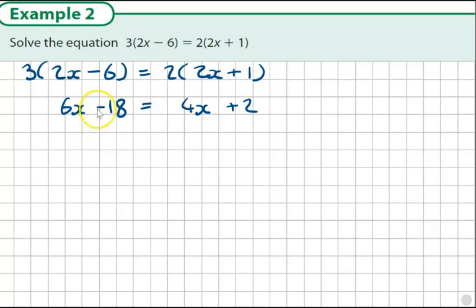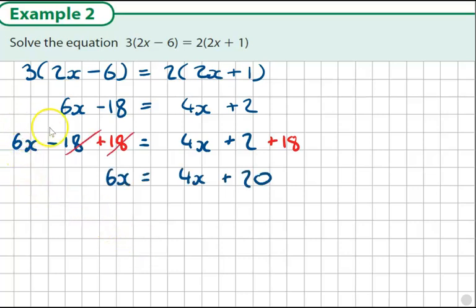So I'm going to start by adding 18 to both sides. So adding 18 to both sides, and then we're going to simplify the left and the right. So the minus 18 plus 18 will cancel on the left-hand side, and we can bring down the 6x on the equals. Then we bring down the 4x, and 2 plus 18 is 20. So then we're going to subtract 4x from both sides so that we can cancel out this 4x here. So we subtract 4x from both sides, and then we simplify both sides.